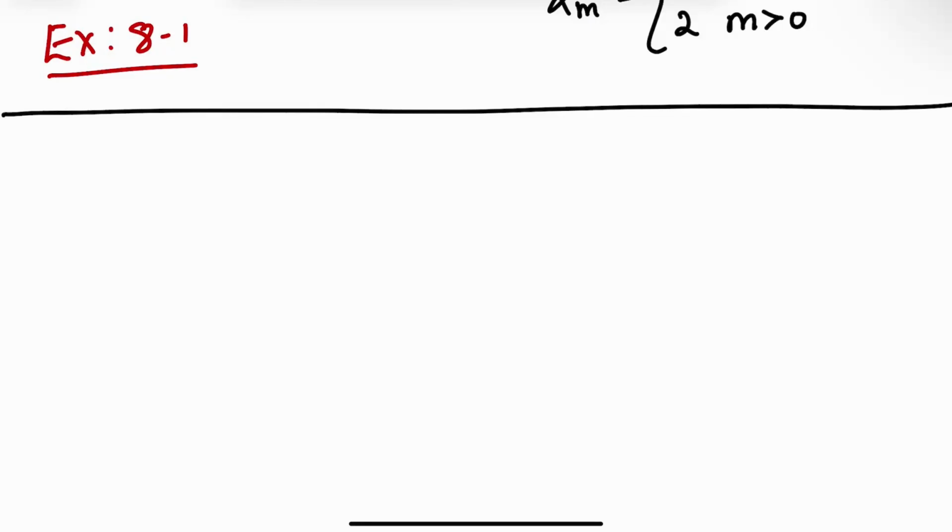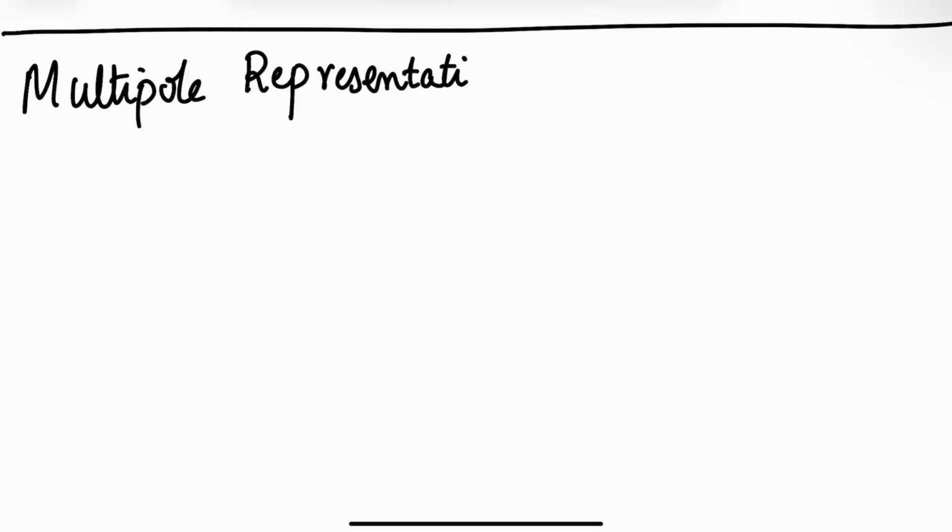The next thing we want to do is essentially derive a very fundamental result in antennas, which in some sense actually contradicts something that we did earlier. This is called the multipole representation of spherical wave functions.